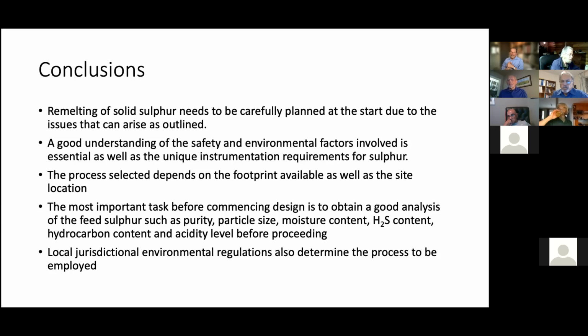Now, any sulfur that's left behind on the land, if you can't reclaim it or send it to landfill, it's typically limed. You typically lime the sulfur to neutralize it.